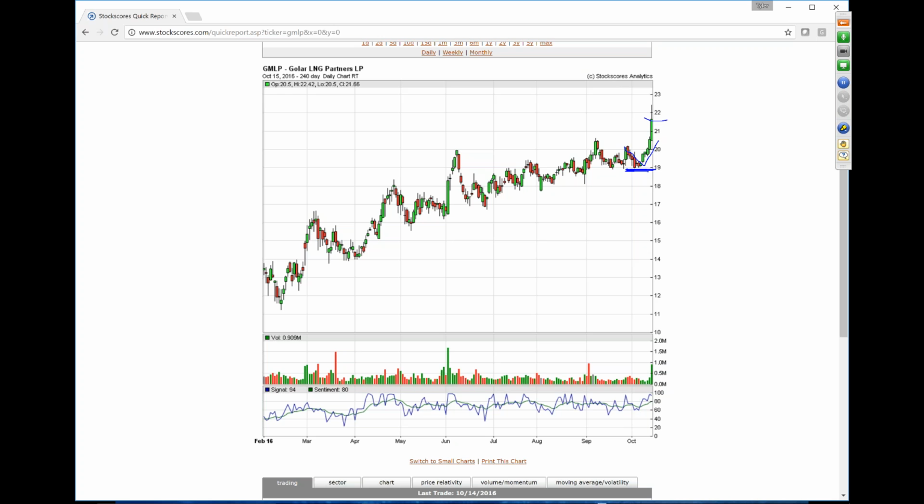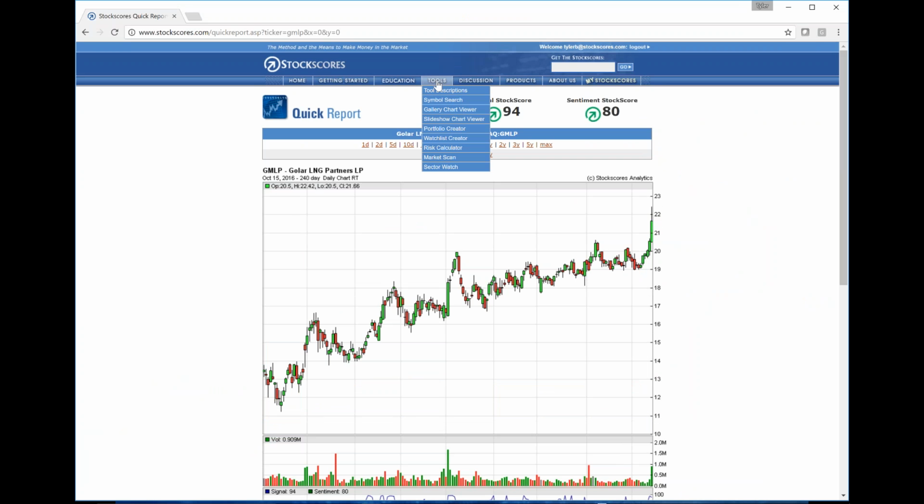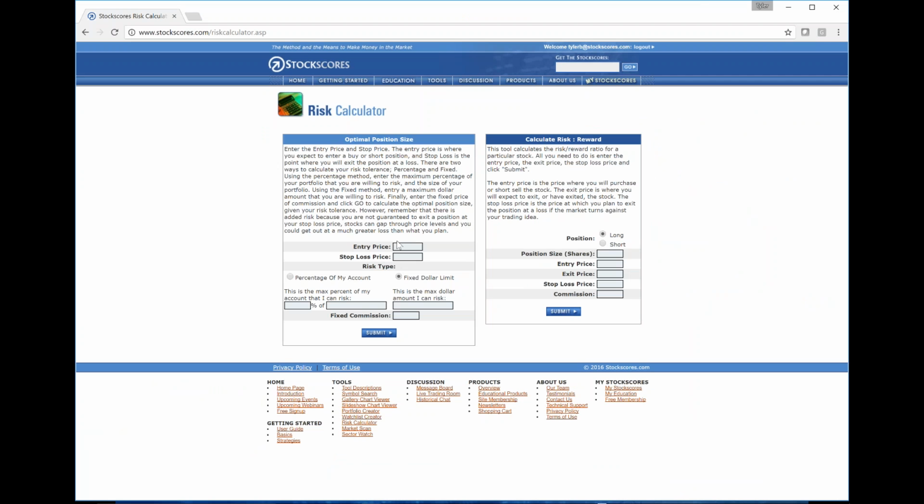My entry price here is at $21.66. So we have support at 19 and we have entry at $21.66. Now let's go into the risk manager. So we're going to go back to our tools, go to the risk calculator. We're going to put in here the entry price of $21.66, stop loss price of $19.